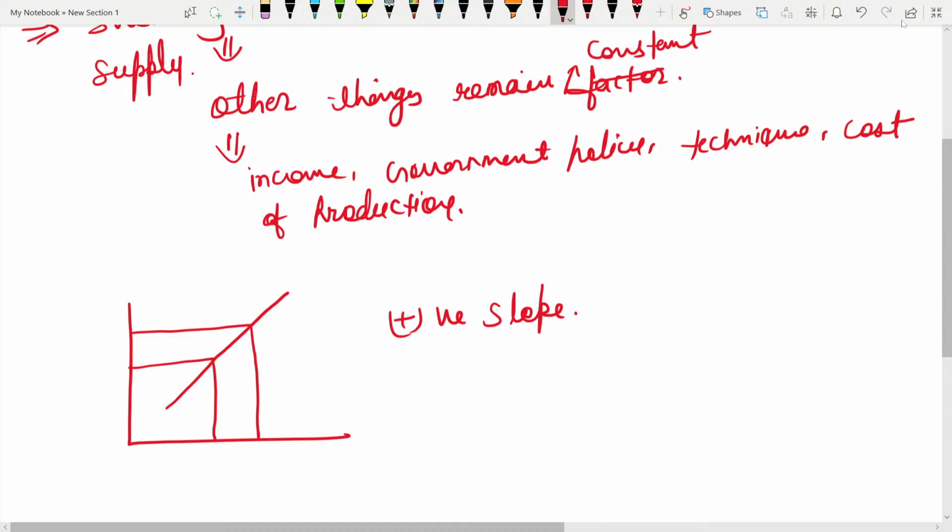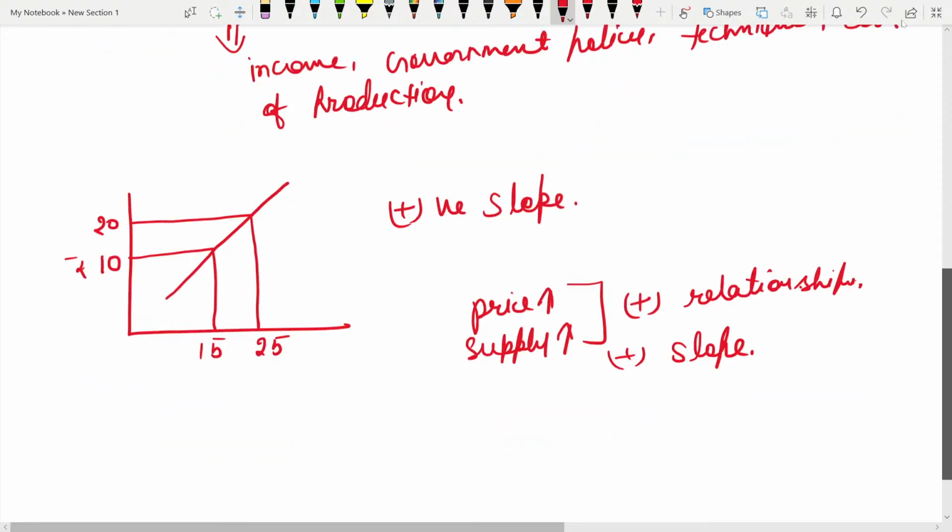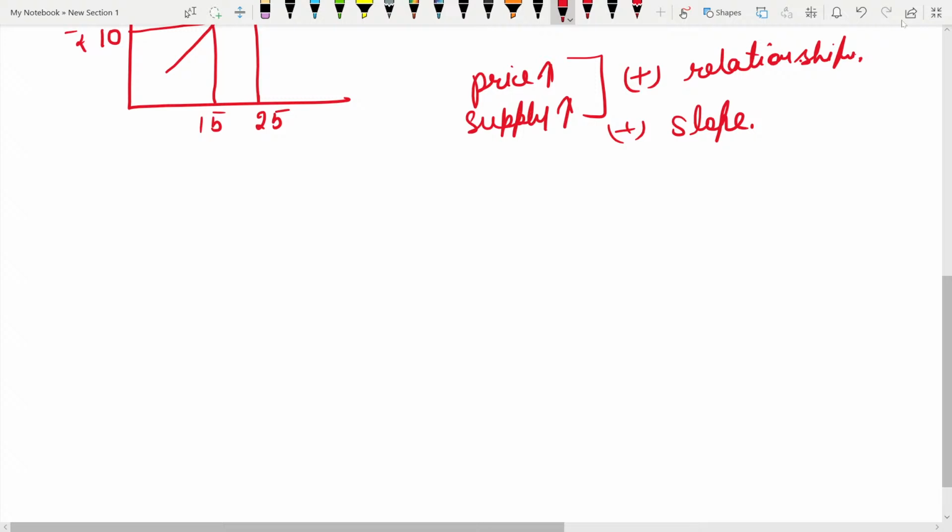If at 10 rupees producers are selling 15 units of goods, and at 20 rupees producers are selling 25 units of goods, then as price increases, supply also increases. So we can see this shows a positive relation. Therefore, having a positive relationship, the slope is also positive. Now, what would be the assumptions of the law of supply?